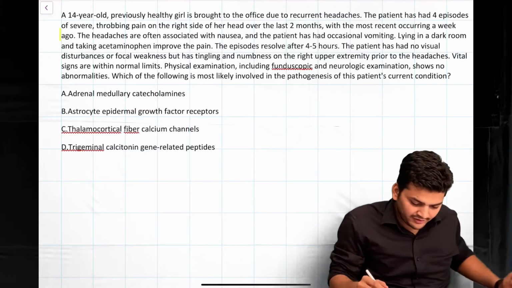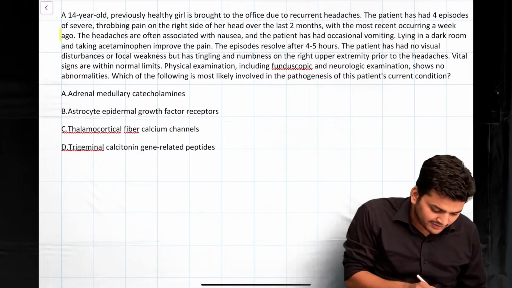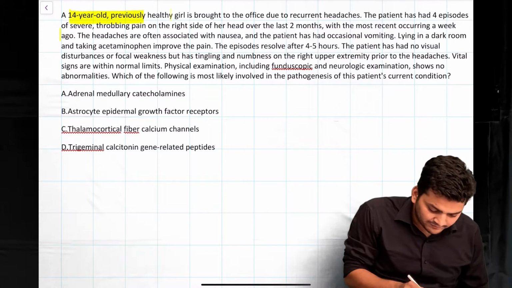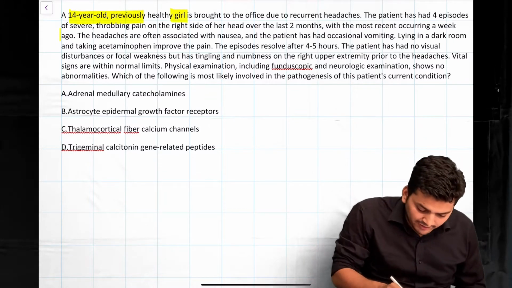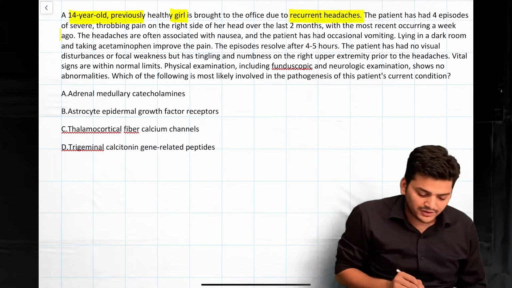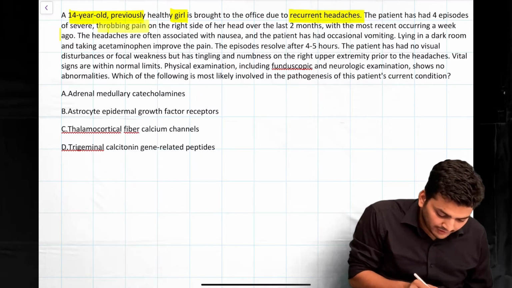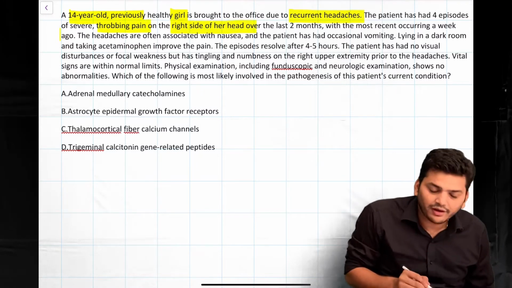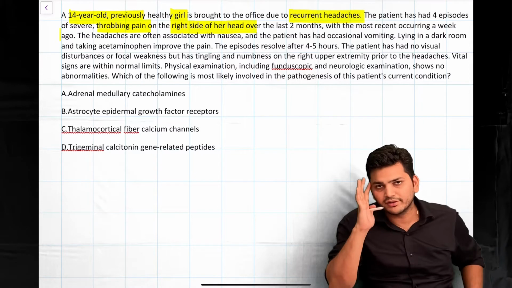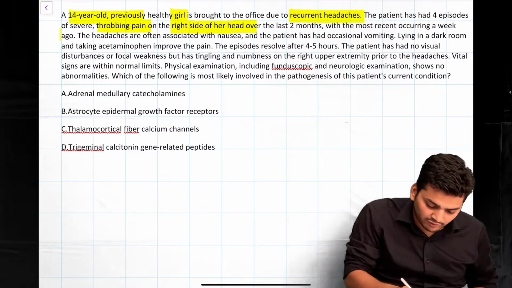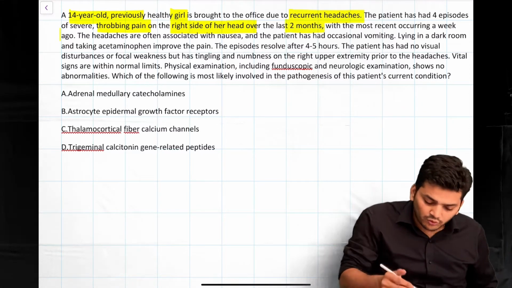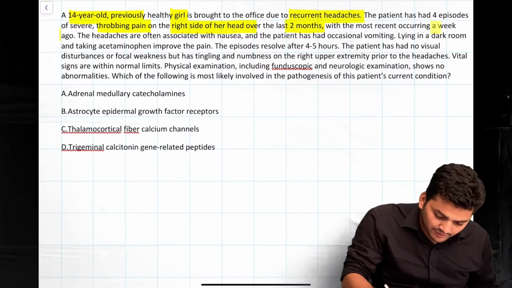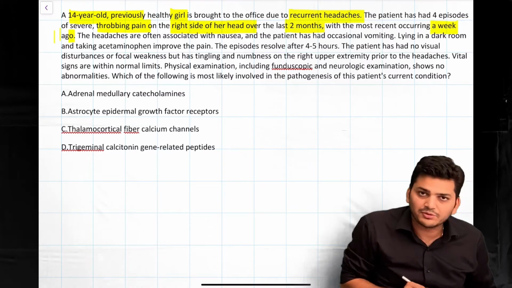Welcome. In this question, what they are saying is there is a 14-year-old healthy girl. She is having recurrent headache. The patient had 4 episodes of throbbing pain on the right side of her head. Means there is a unilateral throbbing type of headache that is occurring for the last 2 months, with the most recent occurring within the week, means a week ago that she had the last episode.